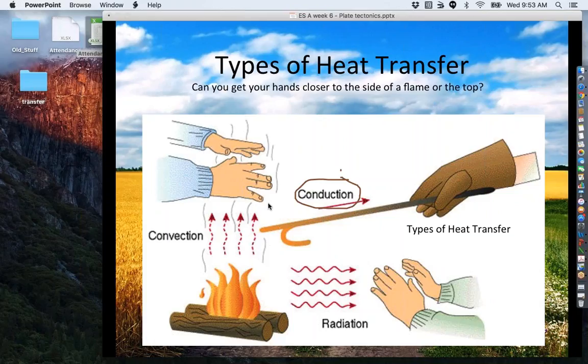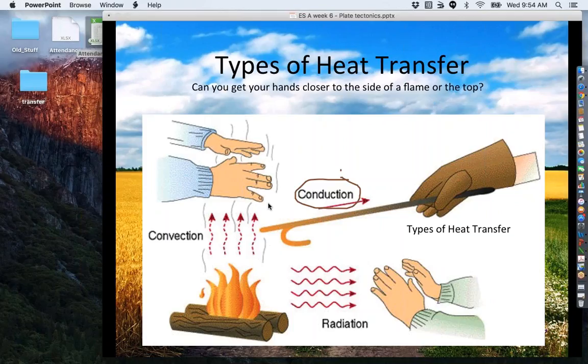And that's the same as when I was at the side. I was getting some radiation from that flame, but not very much. But when I came down from the top, I was not only getting some radiation from the flame, but I was also getting convection. And convection is the key form of heat transfer that affects fluids and gases, and specifically the mantle of the Earth, causing those crustal plates to move.